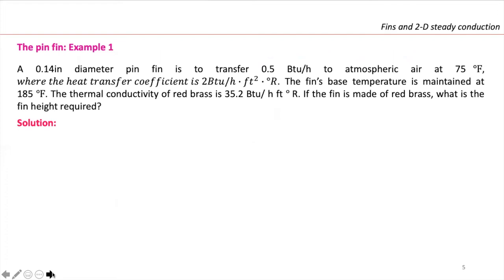surrounding temperature, right, 75, where the heat transfer coefficient, or the h, is 2 BTU/hour feet square Rankine. The fin base temperature, that is our Ts, right, is maintained at 1.85 Fahrenheit. The thermal conductivity of the red brass, or the k value, equals 35.2 BTU/hour feet Rankine. If the fin is made of red brass, what is the height required?